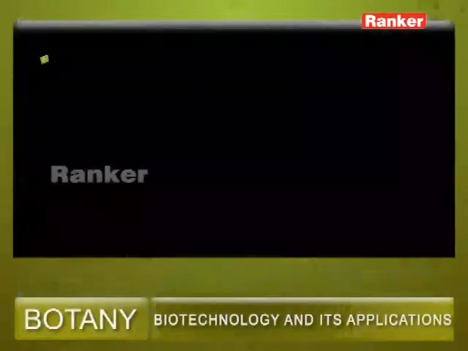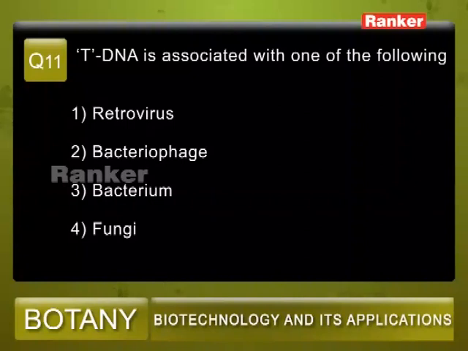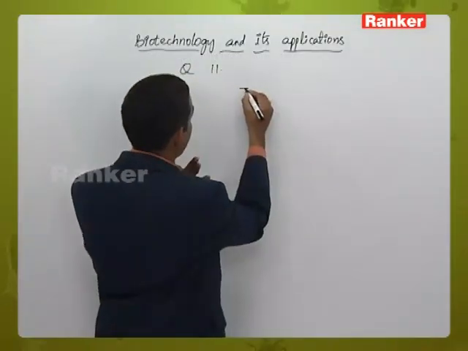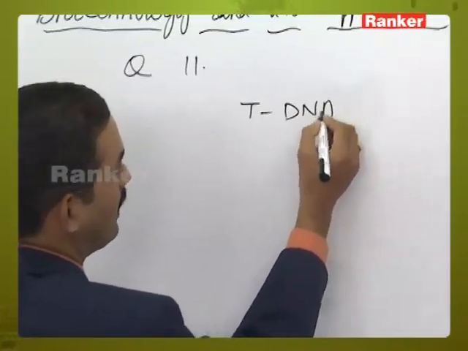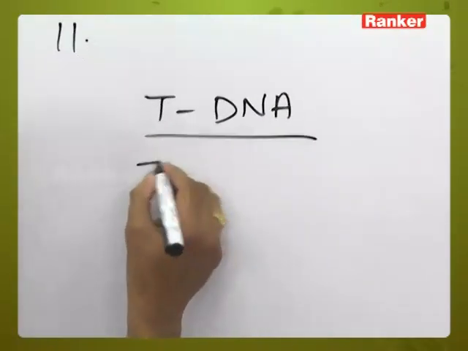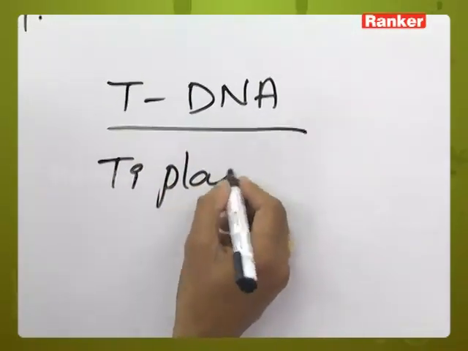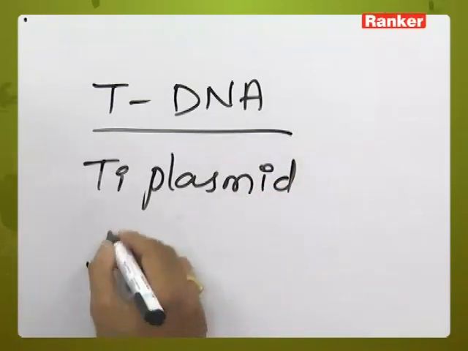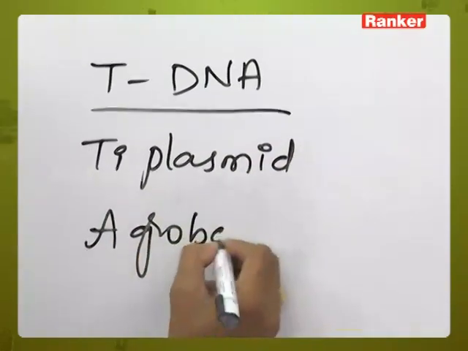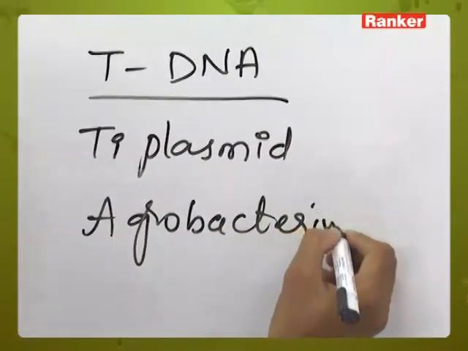Question number 11. tDNA is associated with one of the following. Options. 1. Retroviruses. 2. Bacteriophage. 3. Bacterium. 4. Fungi. Okay, here the question is related to tDNA molecule. tDNA is the part of the Ti plasmid, which is present in a bacterium called Agrobacterium tumefaciens.